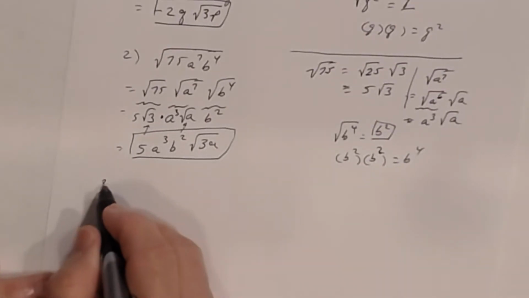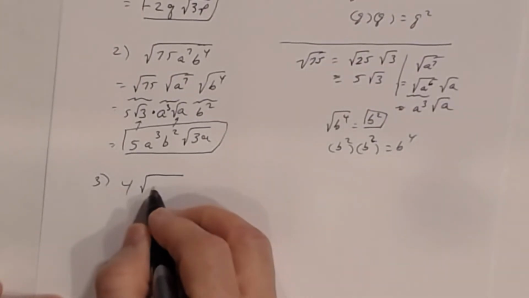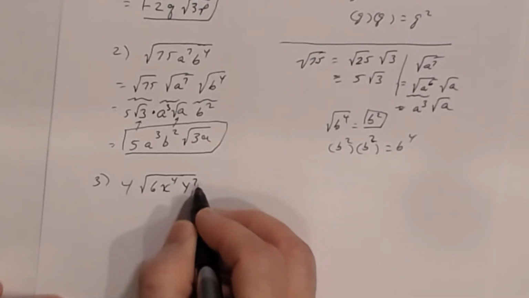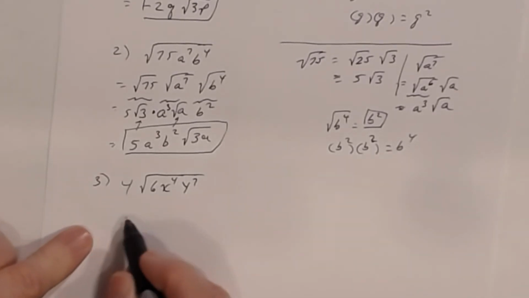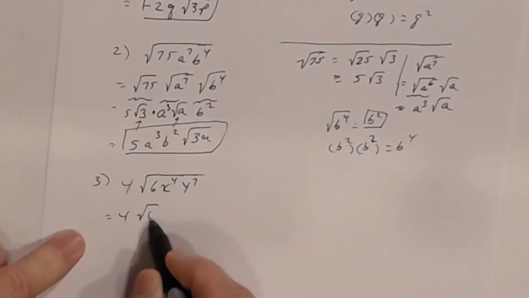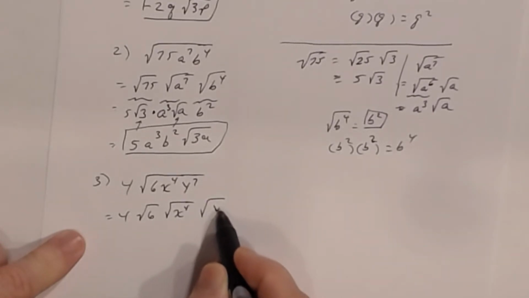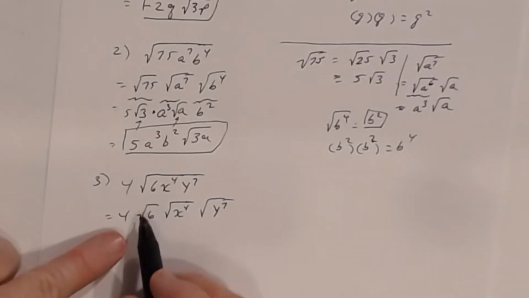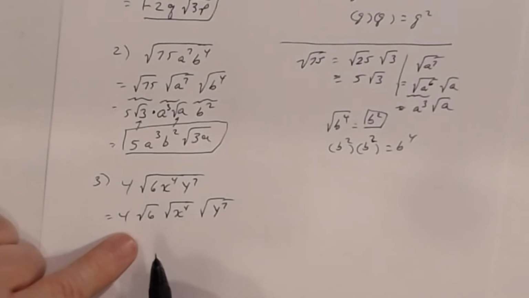Okay, let's talk about number 3. So in number 3, we have 4 times the square root of 6 x to the 4th y to the 7th. All right, and so I'm going to rewrite this as 4 times the square root of 6 times the square root of x to the 4th times the square root of y to the 7th. All right, and I cannot simplify the square root of 6. The only perfect square that goes into 6 is 1.